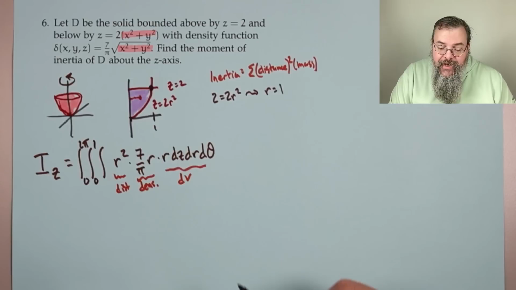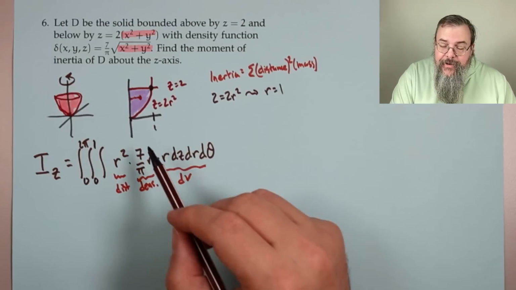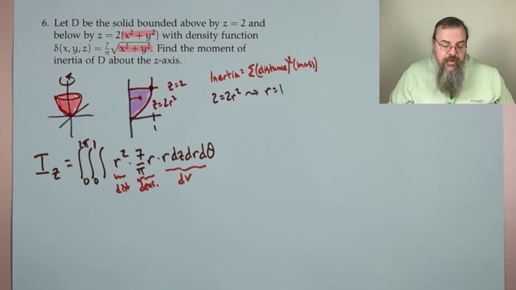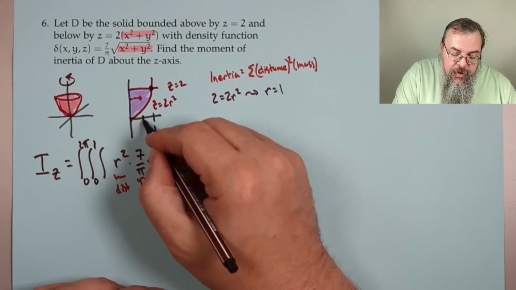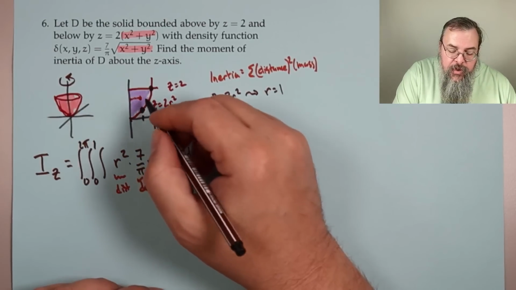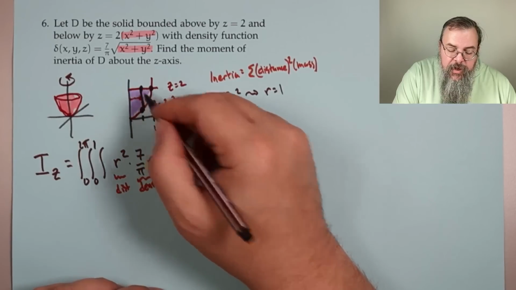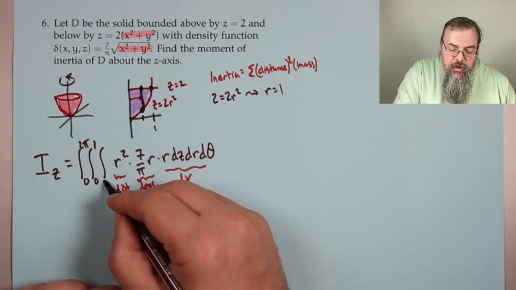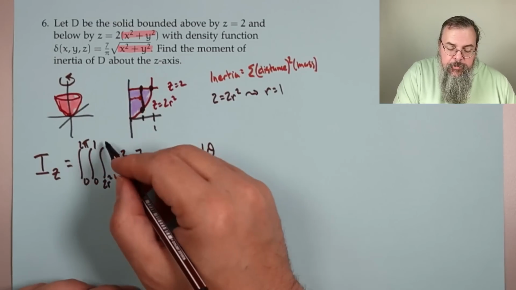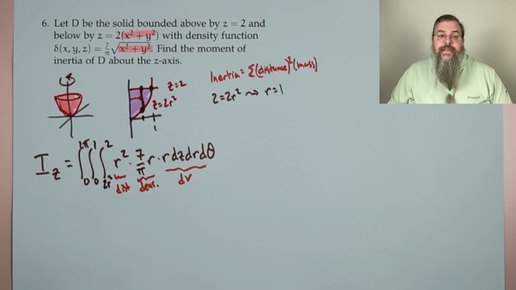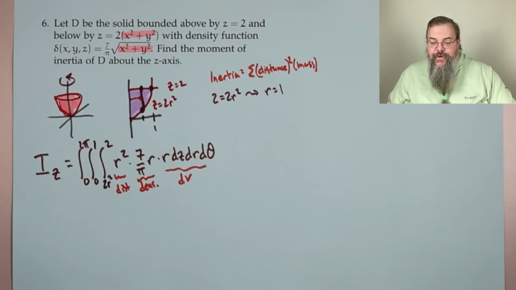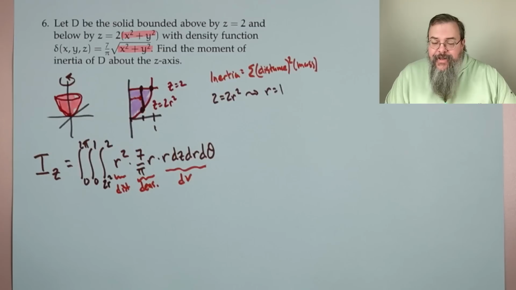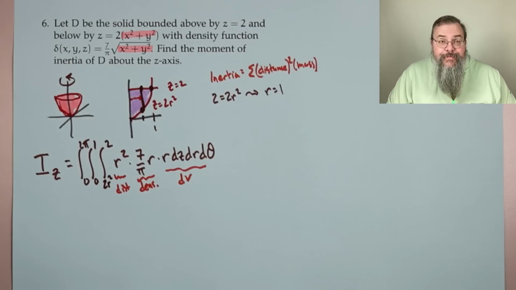Now, what about our z? Well, z, given r, we're going from below up to above. So we're going from 2r squared up to 2. Okay, so that's the setup. That's the hard part in many problems. It's like, can we get the setup? And then from there, it's just work it through. All right.